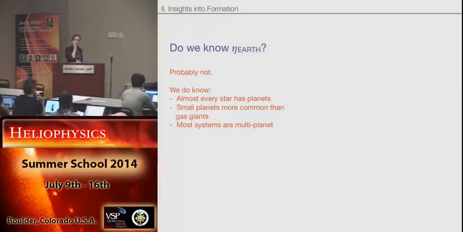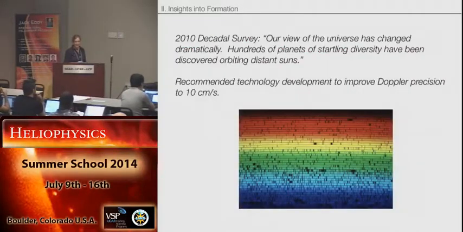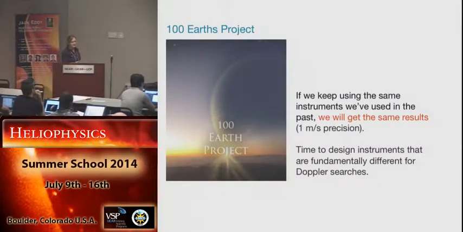So do we know Eta sub Earth? Probably not. What we do know is that almost every star has planets. We know that small planets are more common than gas giant planets, and we know that most systems are multi-planet systems. So there's been a paradigm shift in the last years.